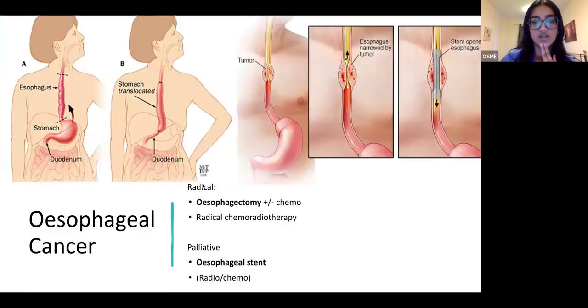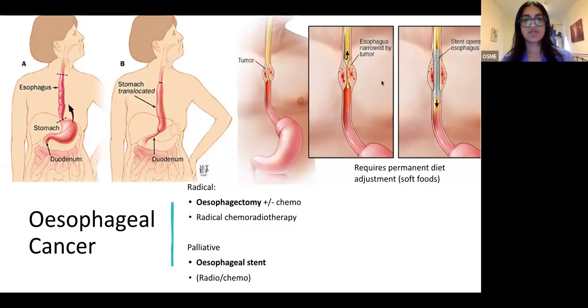So if they are palliative and if there's evidence of spread to other parts of the body, then you would put a stent in, as that can minimize the symptoms and help them to continue to drink and maybe eat soft foods. And a radical approach would have to be taken to esophageal cancer, so esophagectomy or radical chemoradiotherapy as well.